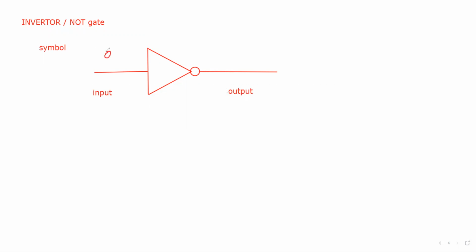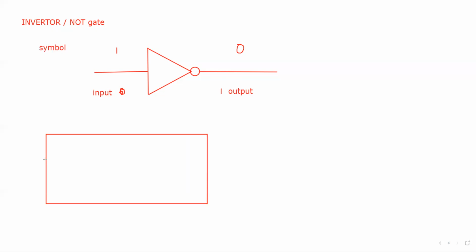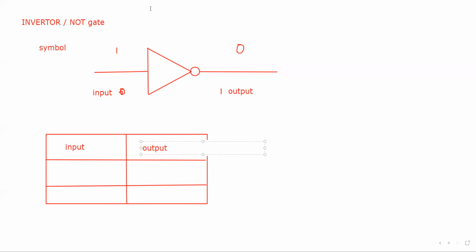And if the input is 0, the output will be the opposite, 1. If the input is 1, the output will be 0. That's why we call this an inverter. So when we make a logic table for inverters, I will explain the application of the inverter as well. If the input is 0, the output will be 1. If the input is 1, the output will be 0.